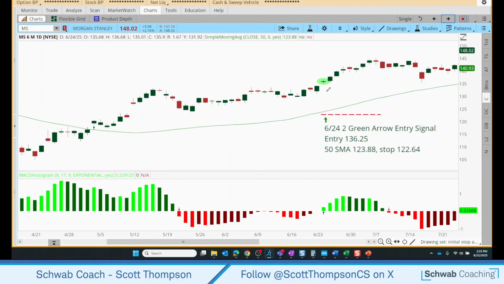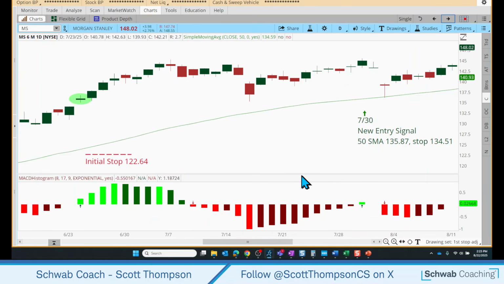So that's the buy signal. Then, a few weeks later, we actually got a new buy signal. You can see we had a red arrow on the MACD back on the 9th of July over here, but the stock never fell below the moving average, so we don't adjust the stop until what? Well, until we get this new buy signal.